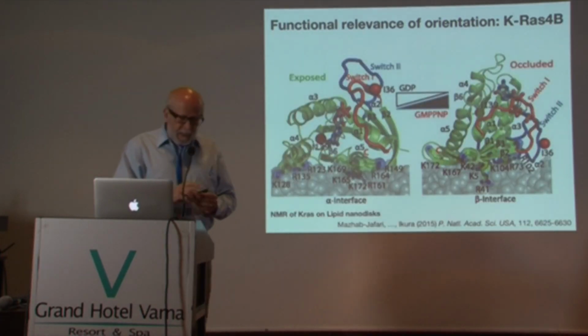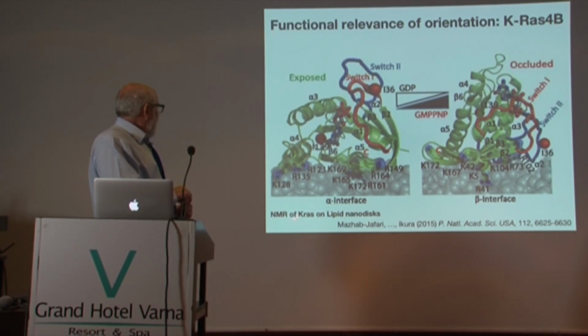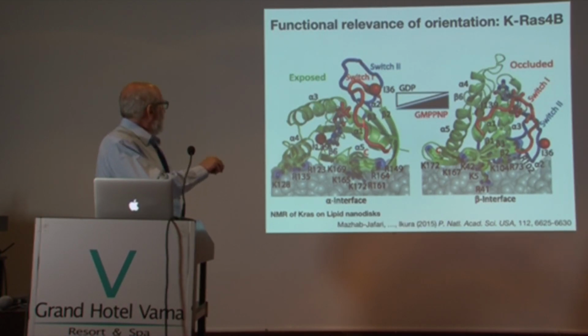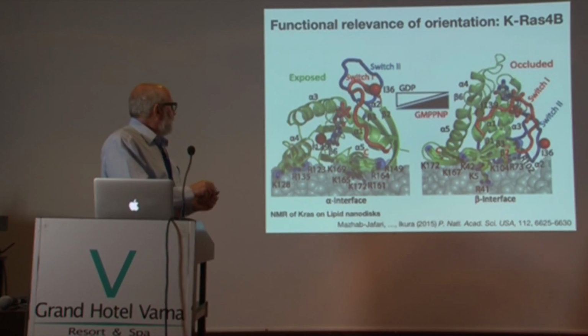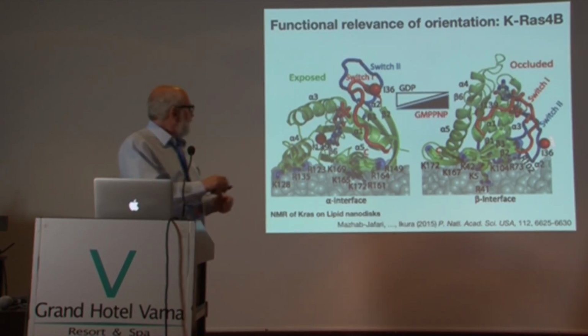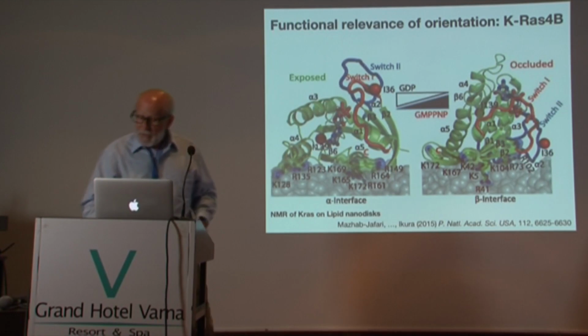So there is experimental evidence from NMR on KRAS using lipid nanodiscs. Here is an example of two different states of RAS on a membrane from experiment, from NMR. Here is one where switch one is actually exposed, and then RAF could bind. RAF is not in this experiment. And in this one, the switch is pointing toward the membrane, so RAF cannot bind.